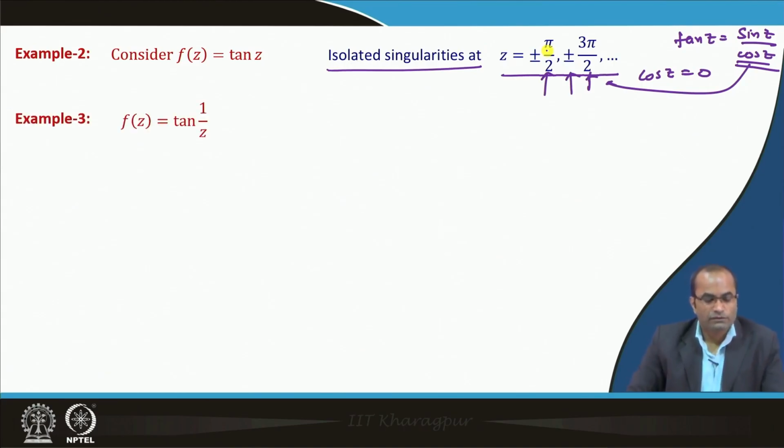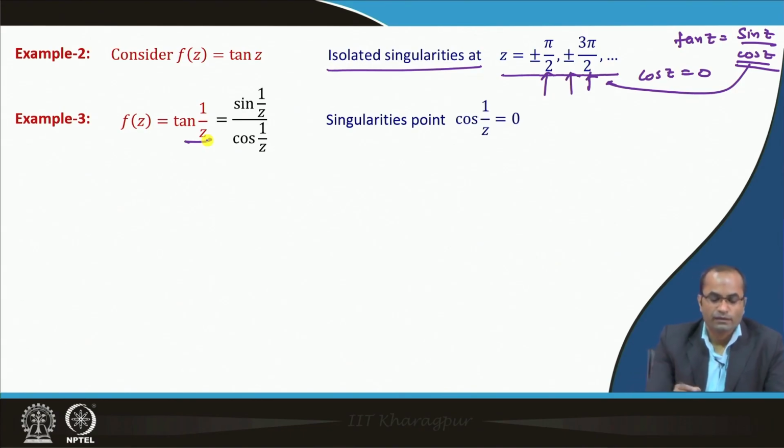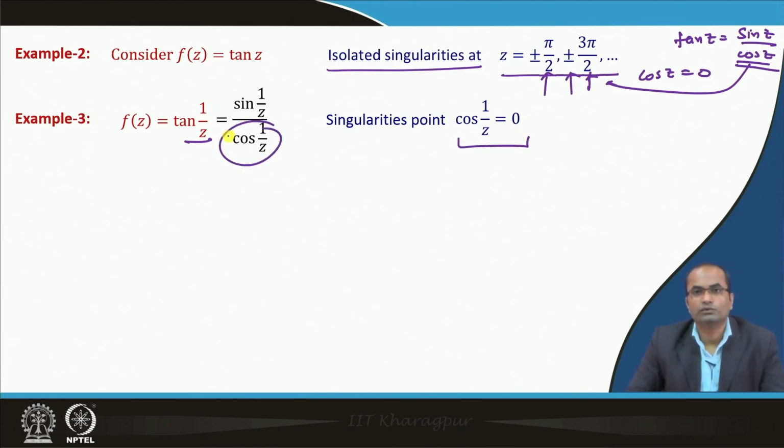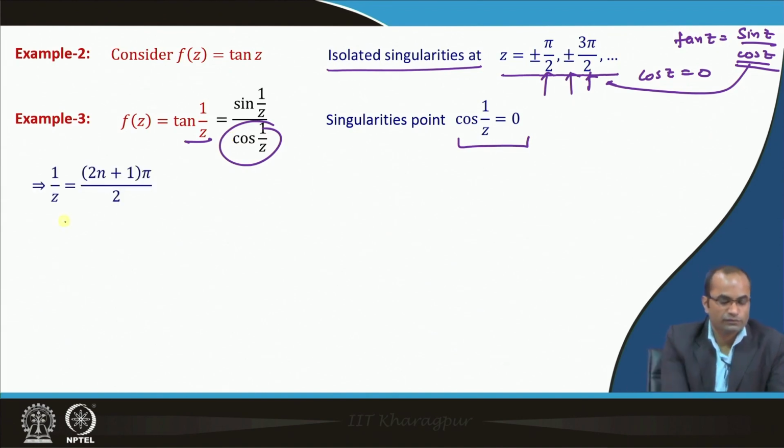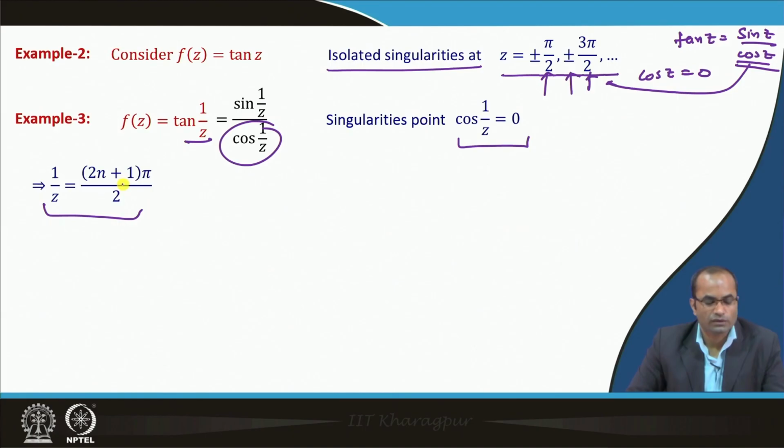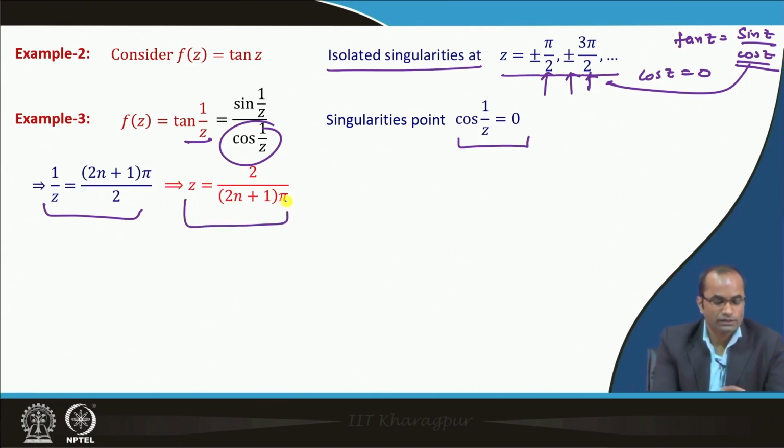If we consider now, instead of tan z, tan 1 over z, we can again write it as sin 1 over z by cos 1 over z, and again we find the singular points by setting cos 1 over z to 0. With the same argument, 1 over z equals (2n plus 1) pi by 2 makes cos 1 over z zero, and then we have these singularities. So here z comes to be 2 over (2n plus 1) pi, for all these n.